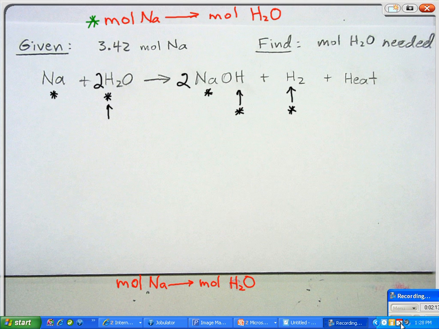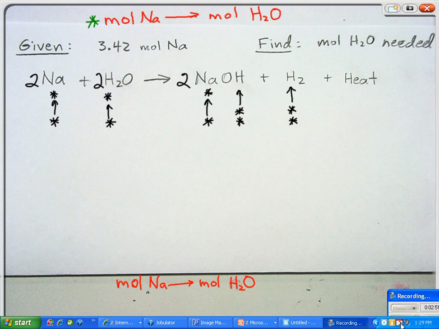And now let's look and see if anything got messed up by balancing the hydrogens. And yes, indeed, the sodiums got messed up. You can see the sodium here is now 2, and we only have 1 sodium here. So let's fix that with a coefficient of 2. And now, if you notice, we have 2 sodiums on the left, 2 sodiums on the right. On the left, we have 4 hydrogens, and we have 4 hydrogens because we have 2 here on the right and 2 here on the right for a total of 4.